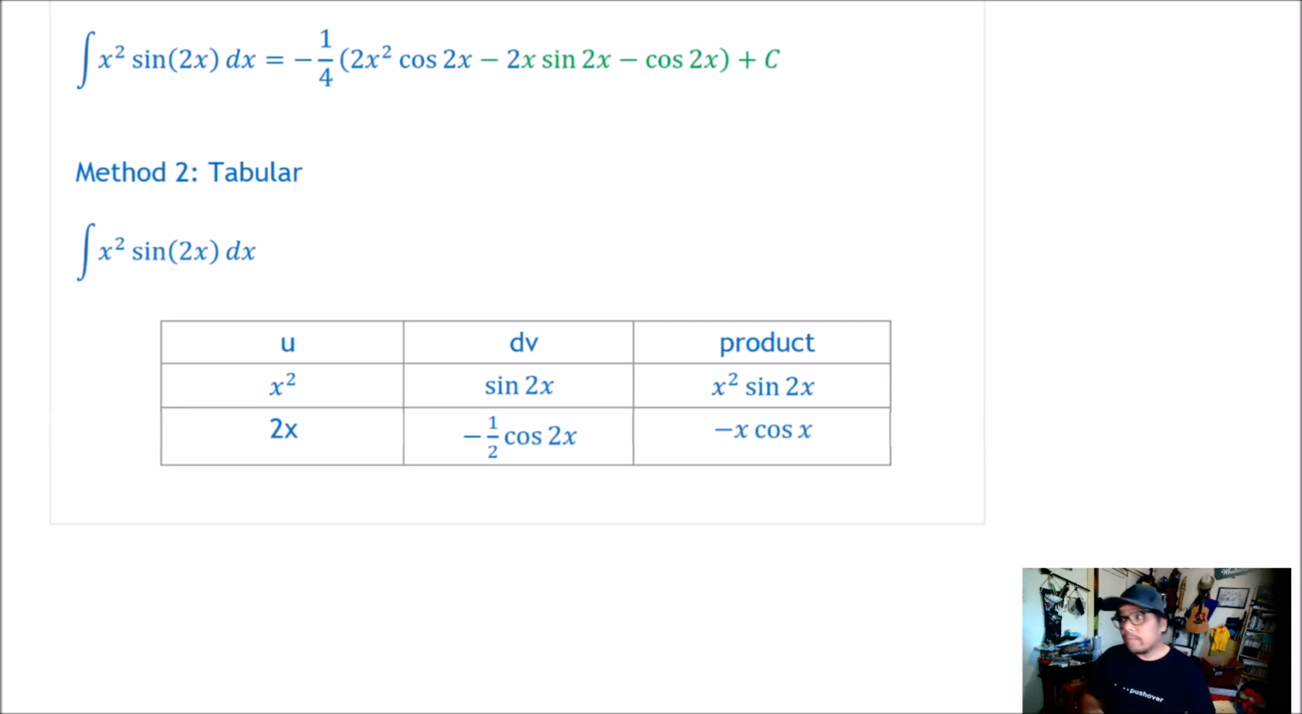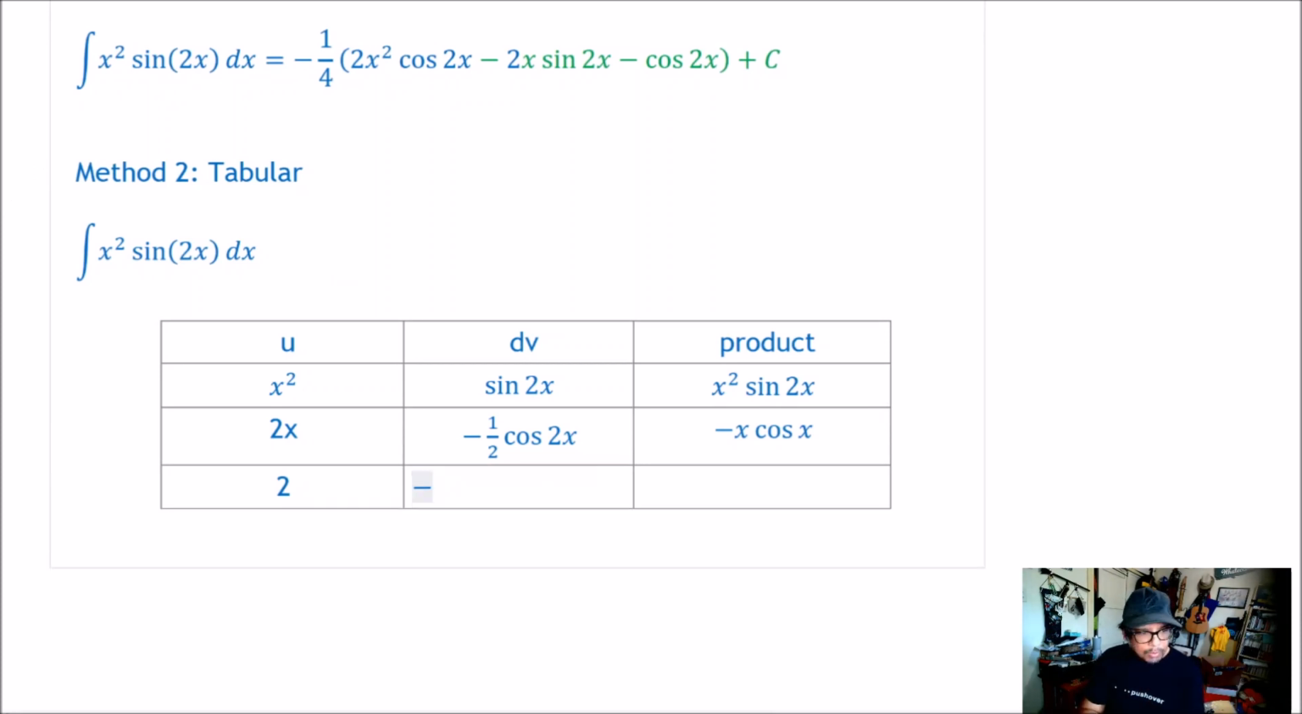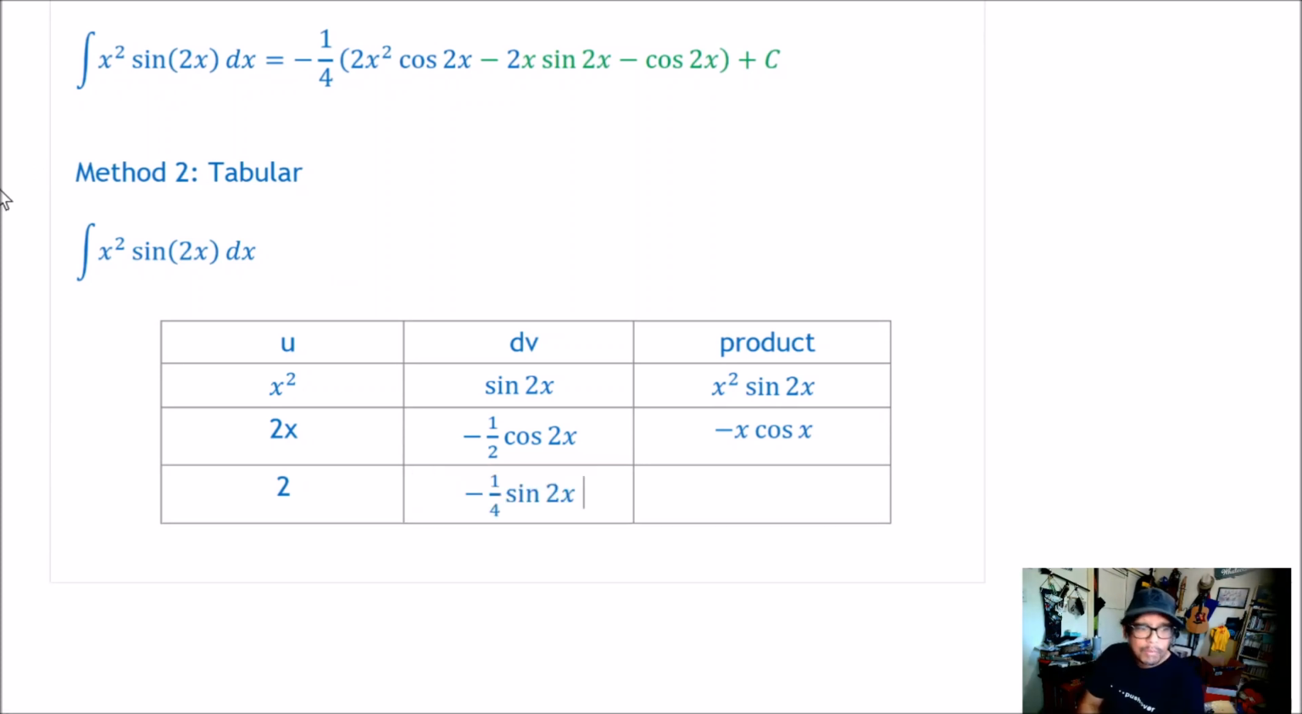All right, so not any closer to solving this necessarily. So let's do another row of this table. The derivative of 2x is 2. The antiderivative of negative 1/2 cosine 2x, well, that's negative 1/4 sine of 2x. Multiplying that product, we get negative 1/2 sine 2x, which is great because we can integrate that. We're certainly welcome to stop here.